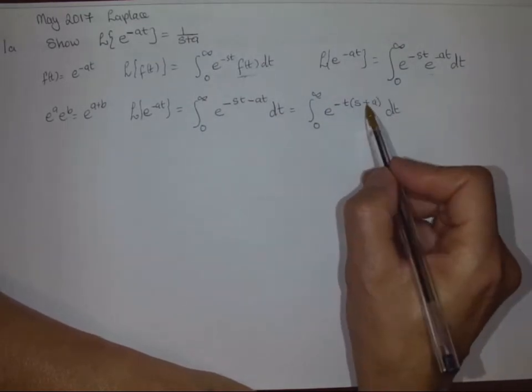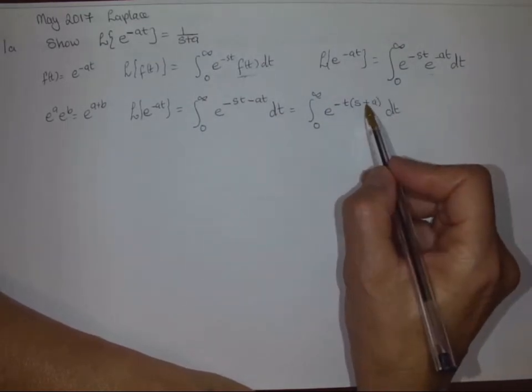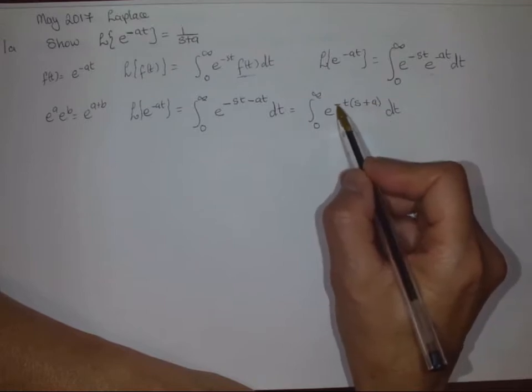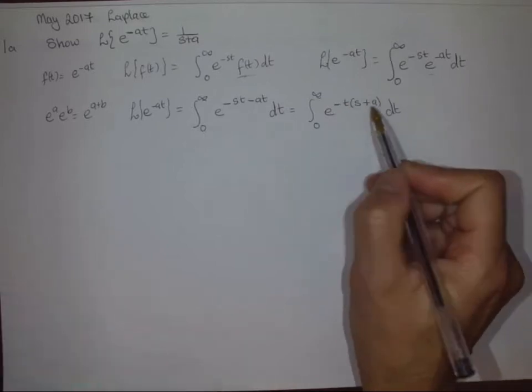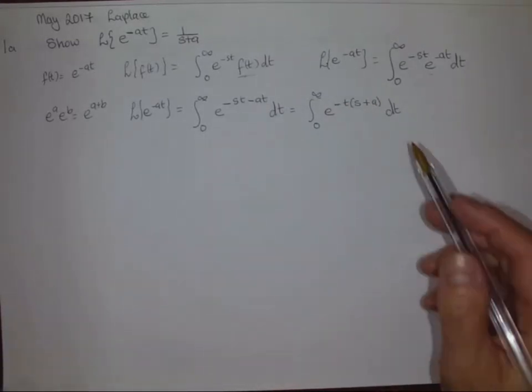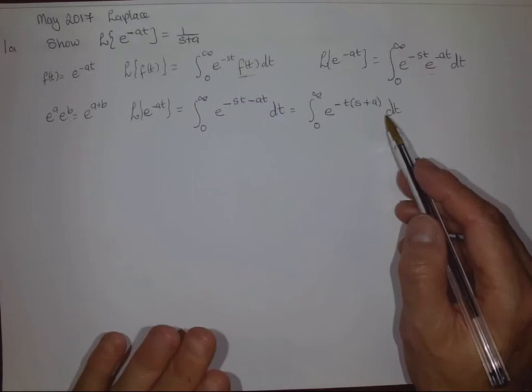You might wonder, why is that a plus a? But remember, you have to multiply it by the minus, so minus ts and then minus t times a. So it works back to this. So now we just use the basic rules of integration.